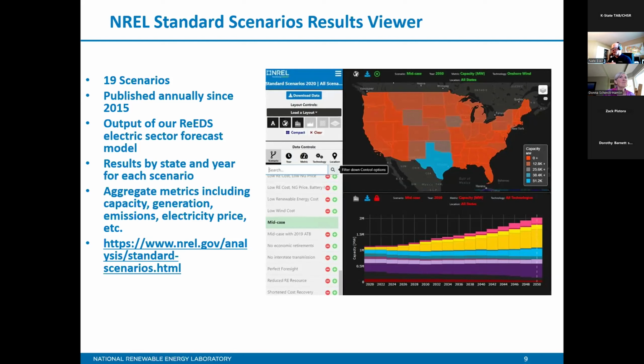There's the mid case, or what is anticipated to be likely to happen, and then lots of side cases. What if we get to 100% renewables? What if we have cheaper renewables, or cheaper gas, or more expensive renewables, or cheaper fossil fuel, or cheaper carbon capture technologies? We have some breakthroughs. Lots of different scenarios are run, and you can examine the results by state or by technology in this app. So that's a fun place to go if you're thinking about the future for particular sectors or technologies.